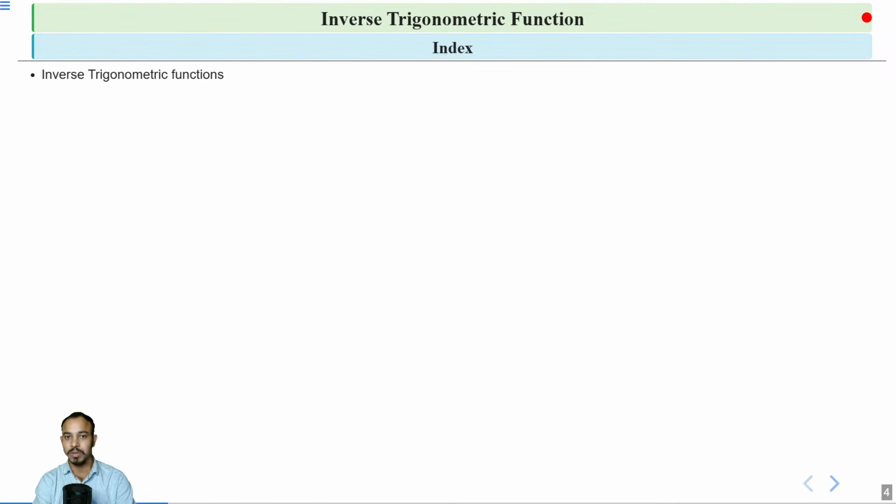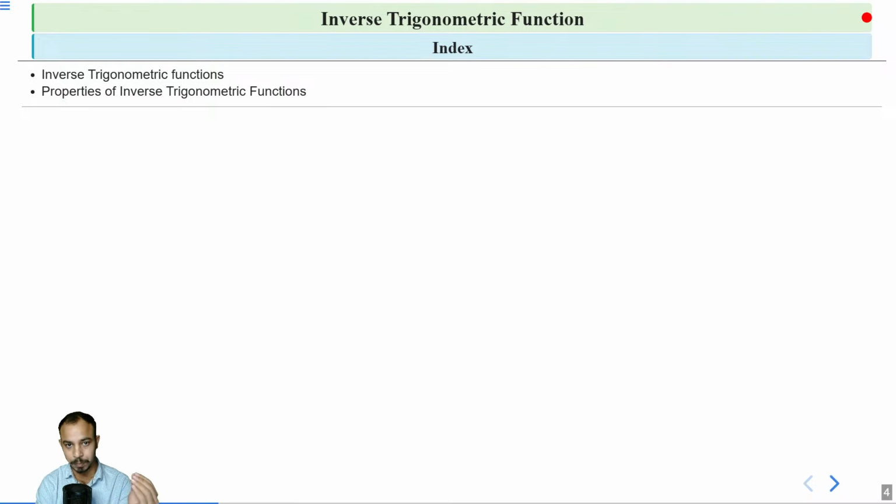Now we will discuss which topics we will cover in this lecture. First we will discuss inverse trigonometric functions. After that, we will discuss some properties of inverse trigonometric functions, and finally we will discuss some practice questions on inverse trigonometric functions. So are you ready to start? I hope you are well ready, with your notebooks and pens. So let's get started.